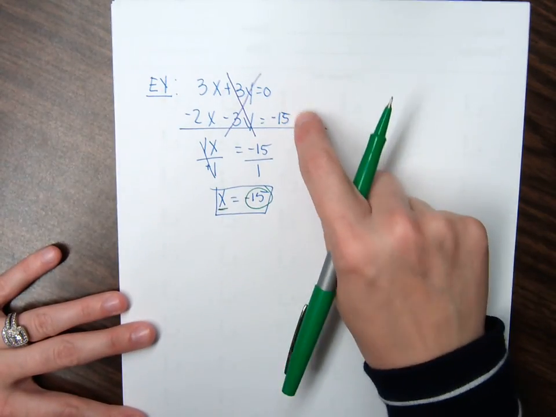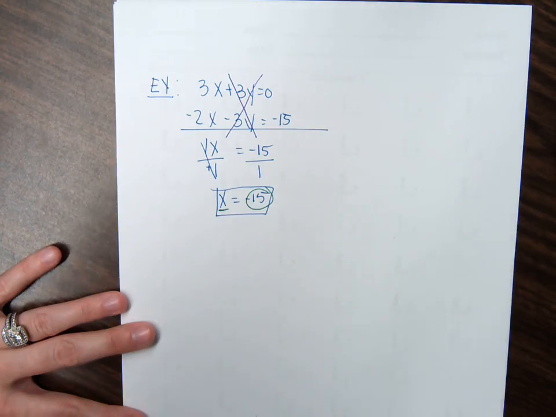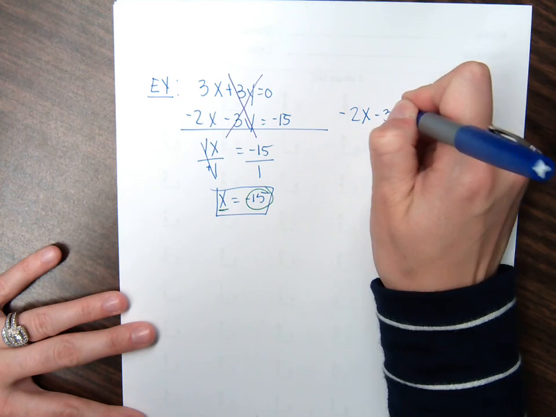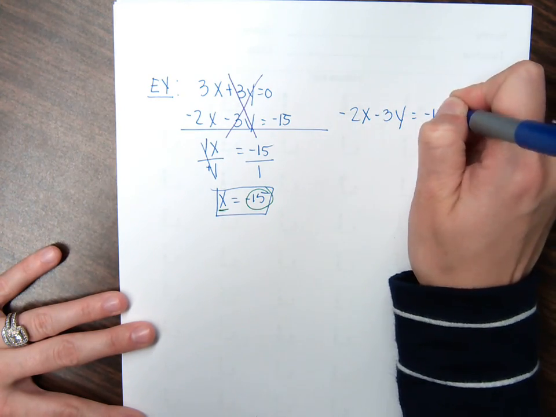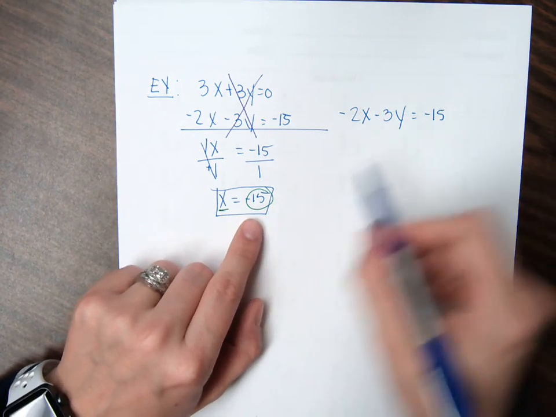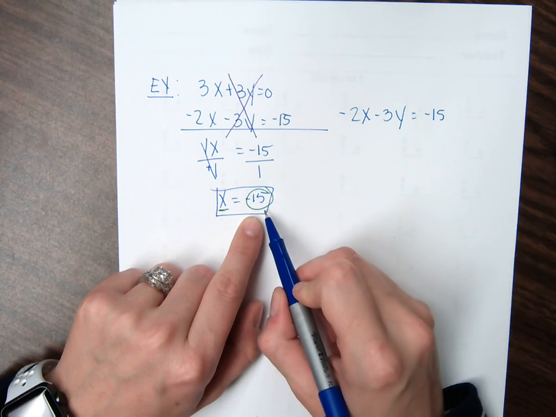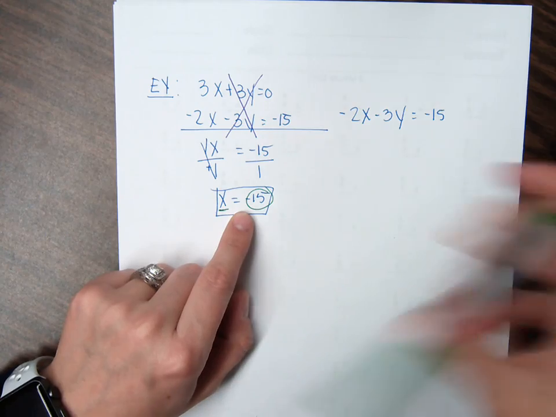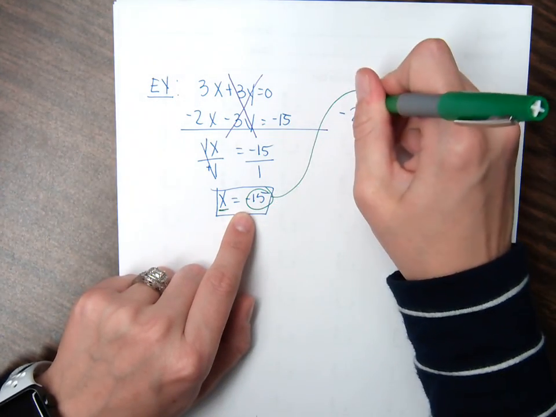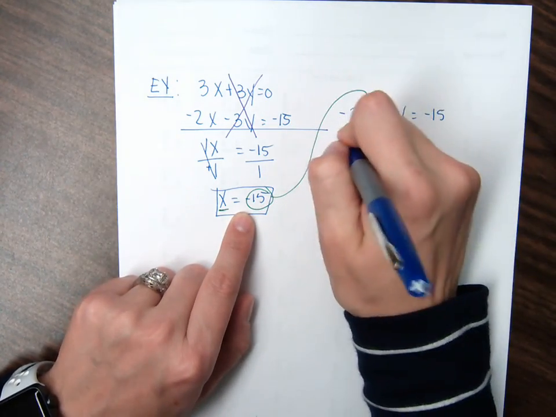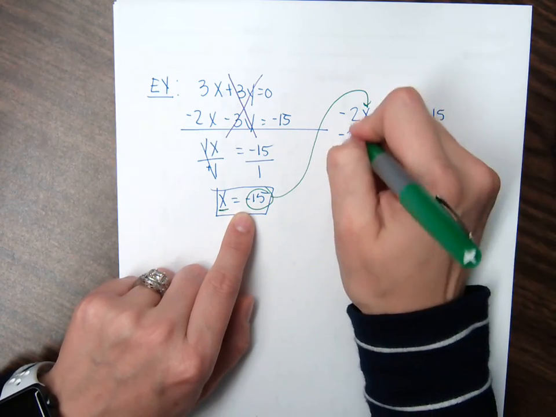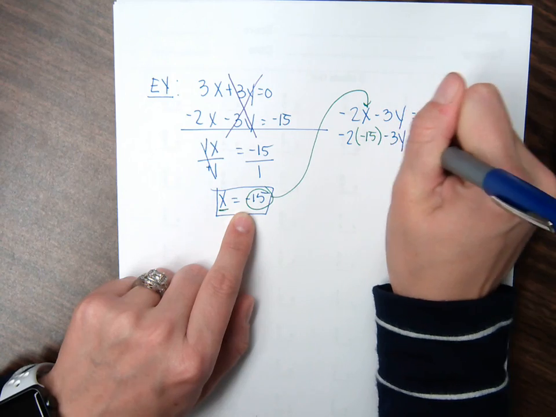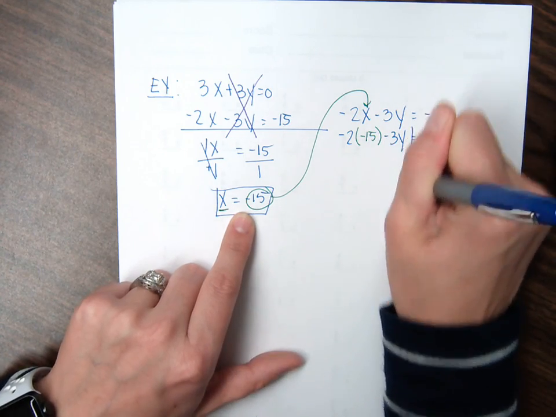So we need to choose one of these equations. It doesn't matter which. Let's say we choose negative 2x minus 3y equals negative 15. We are going to substitute the x in this equation with negative 15 because we know x is negative 15. So we're going to replace this here. So I have negative 2 times negative 15, and I'm bringing everything else down. Minus 3y equals negative 15.